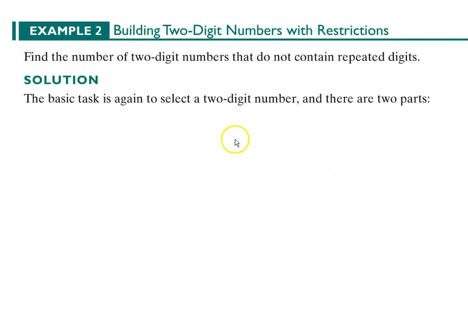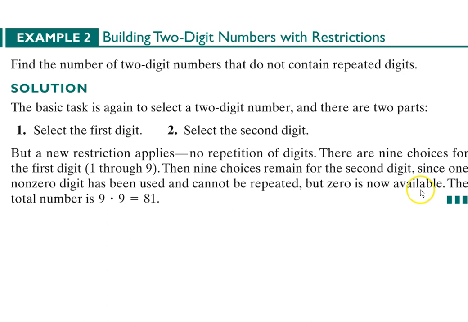Alright, now we want to do two-digit numbers that do not contain repeated digits. This would be a restriction. So we did some like this earlier. So in our first place, two-digit number, we can use 9 symbols. But now we can't repeat a digit, but we can use all 10. But one cannot be repeated, so we're left with 9. So this would give us 81. Now again, if you're not sure of something, you can always ask in class what was going on. And there are the results.